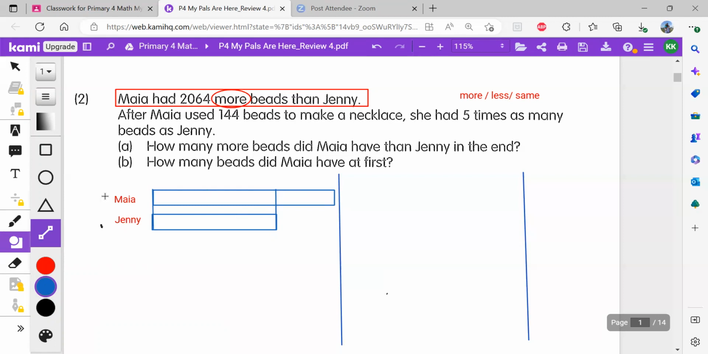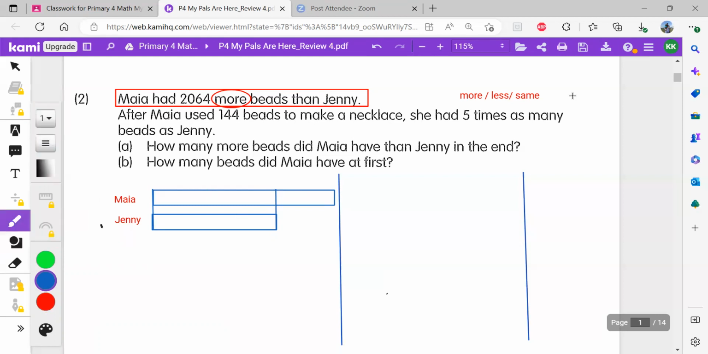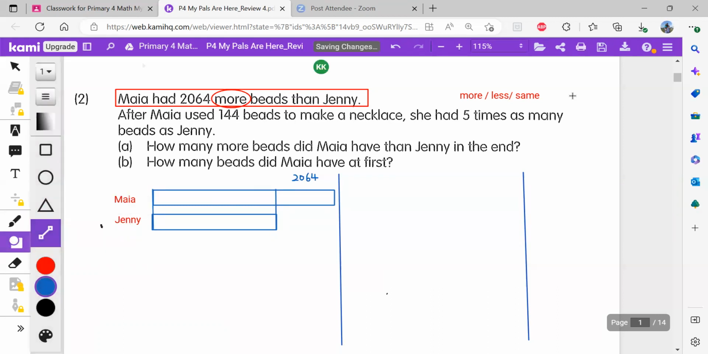And 2,064 more means this extra part is 2,064. I'm going to write that down outside. This is the part that is more. Okay, that's all for the first sentence.